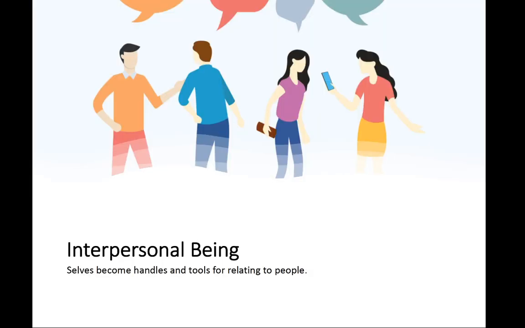The second root is the interpersonal being, and that is the part of ourselves that has become the handles and tools for relating to people. So when we attend parties, interact with people we love, and communicate with other people, may it be a stranger, a friend or a family member, that is how the interpersonal being is manifested.